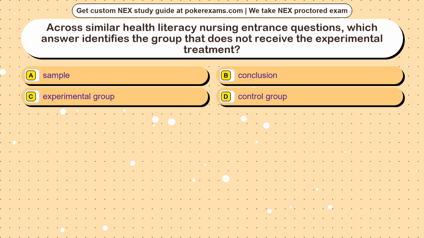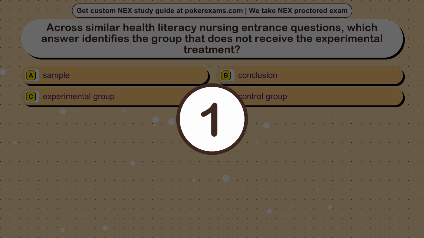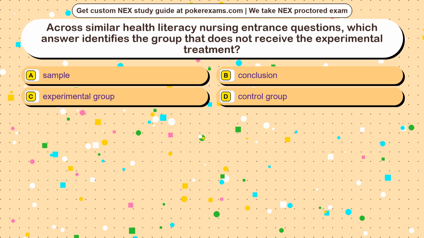Question 20. Across similar health literacy nursing entrance questions, which answer identifies the group that does not receive the experimental treatment? Option A, sample. Option B, conclusion. Option C, experimental group. Option D, a control group. The correct answer is option.